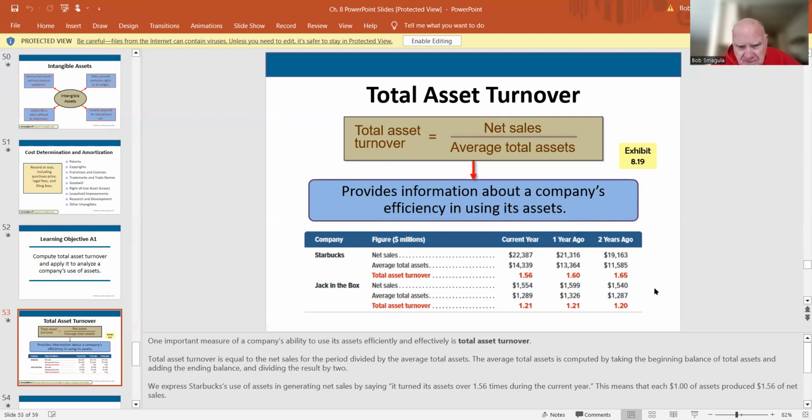So let's see here. Asset turnover for Starbucks has been in the 160 area, 165, 160. It seems to be going down a little bit. Jack in the Box is a little bit lower, but a little more consistent, 120. The higher the turnover number, the better. The total asset turnover for Starbucks is 1.56, a little better than Jack in the Box at 1.21.